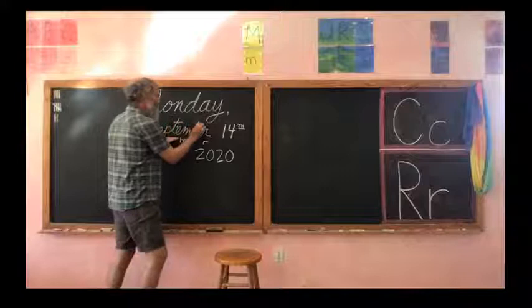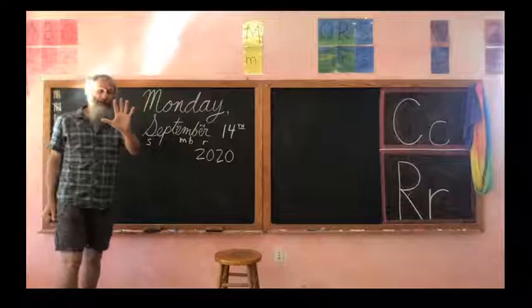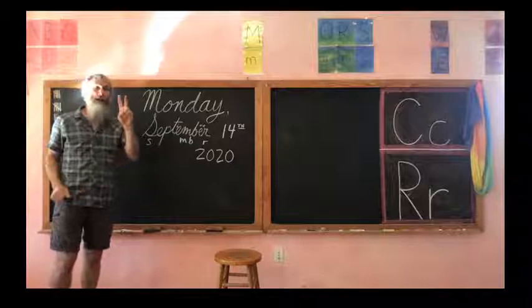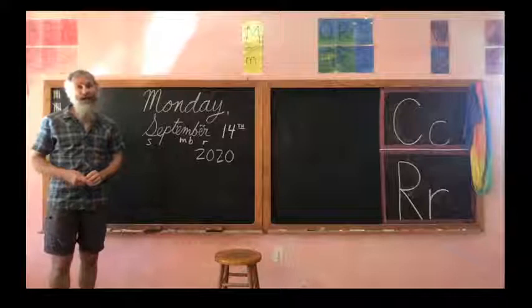September 2020. If we want to repeat the days in English, we would say Monday. This is the 5 days of the school week. Monday, Tuesday, Wednesday, Thursday, Friday. And if we were to say that in Spanish, we would say lunes, martes, miércoles, jueves, viernes. And then in English, the weekend is Saturday, Sunday. In Spanish, sábado, domingo. That's a lot of words to keep track of.